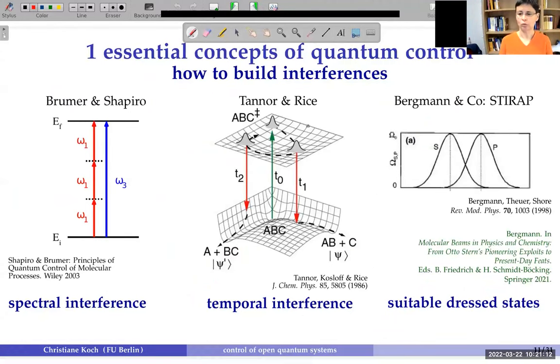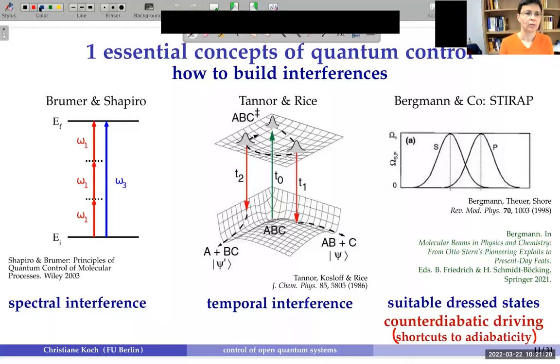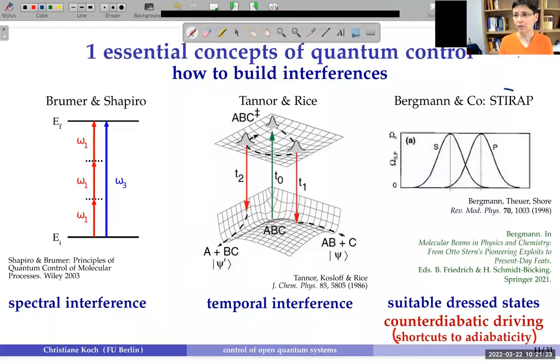Okay, maybe just for those who wonder why STIRAP. Here STIRAP is an extension of what I've just discussed, and we'll get back to it a little bit later. So you don't have two levels, you have three levels, and you only have coupling between one and two and between two and three, but not directly between one and three, and you want to go from one to three. STIRAP is short for stimulated Raman adiabatic passage.